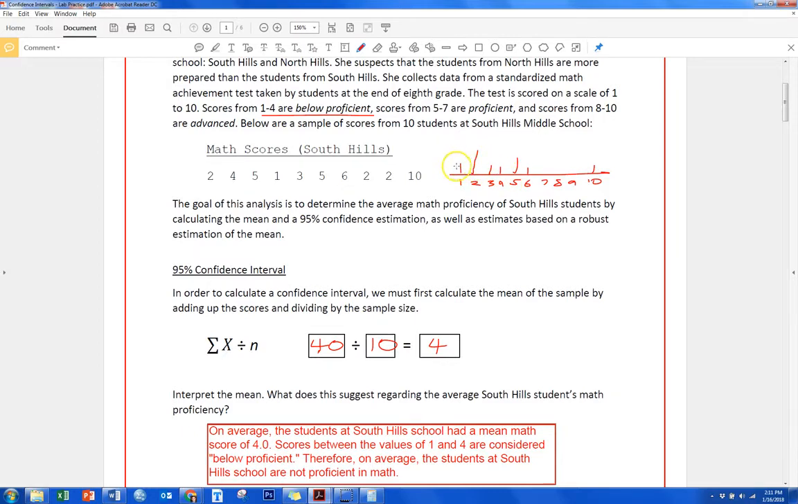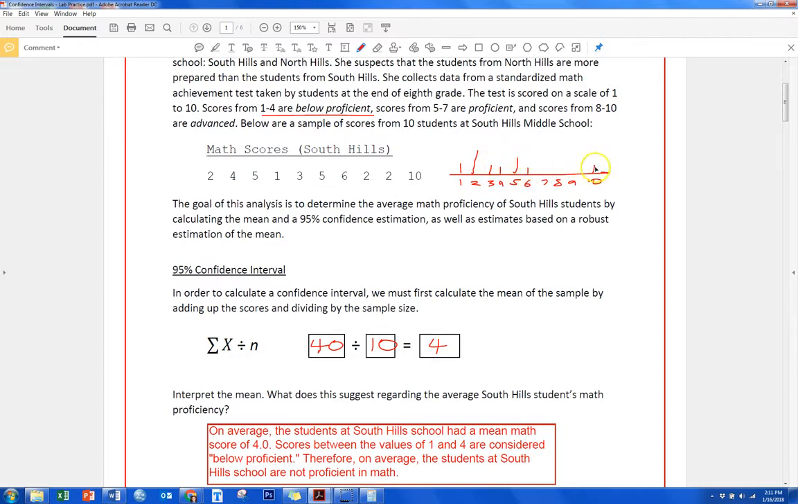All right, so it's kind of a sloppy histogram, but just to give you a rough idea, it's not super to scale, but most of our students are scoring over here. Below proficient is 1 through 4, 5, 6 is in the proficient range, and then you have this gap, 7, 8, 9, jumps all the way to 10, advanced. So we have one highly advanced student, a bunch of below proficient and a couple of proficient students.